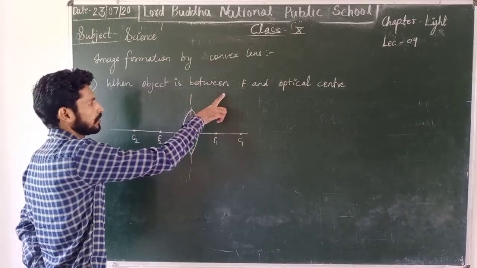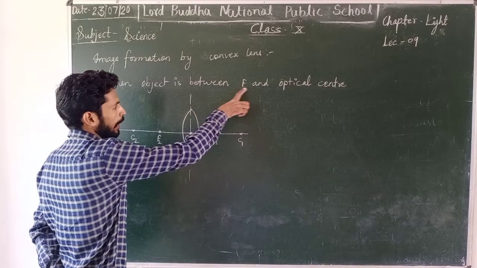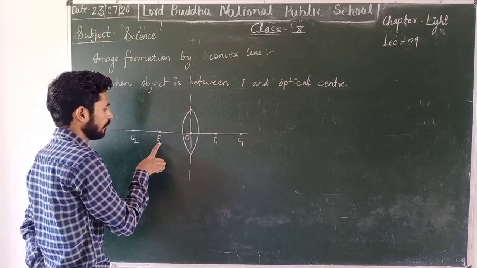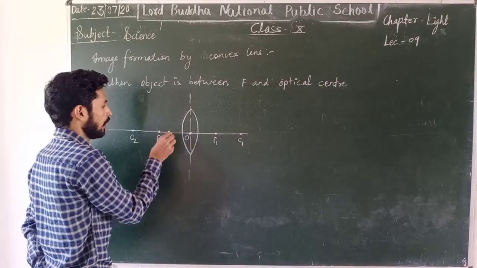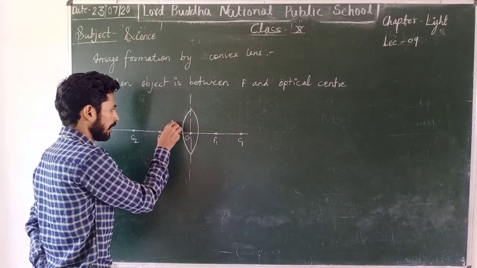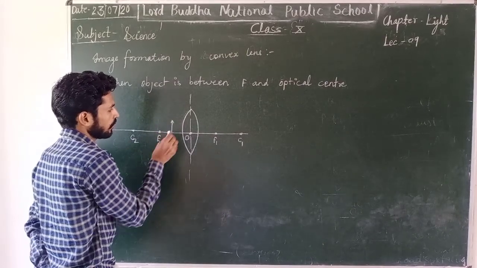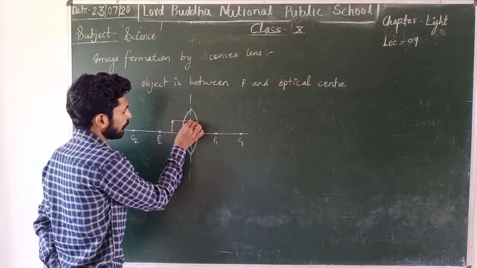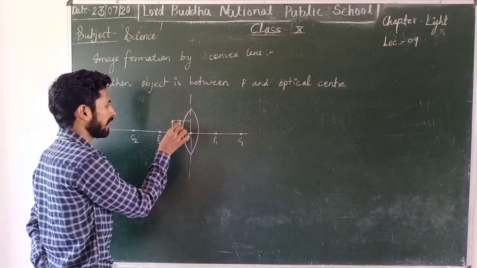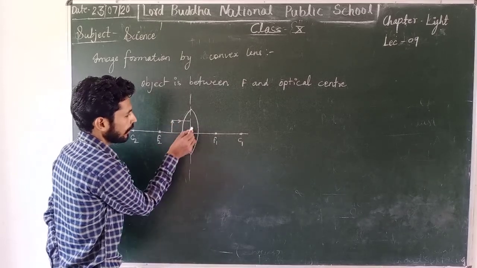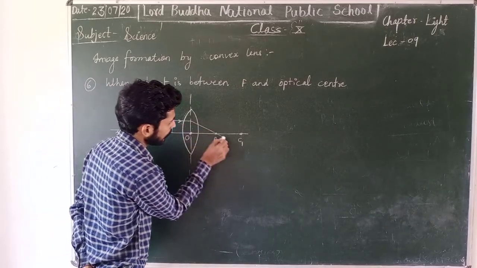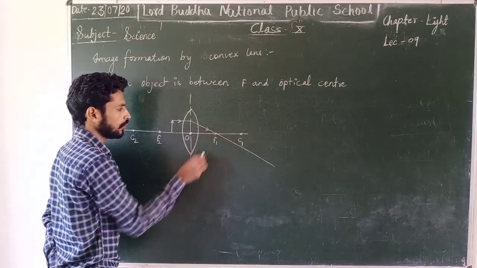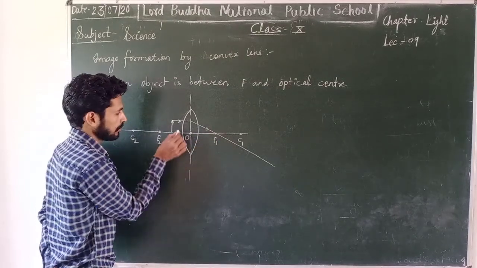In this case, the object is between F and optical center. That means optical center is here and F2 is this. So we will put the object here. We can say here, if any ray of light is going parallel to the principal axis, then after the refraction it will pass through the primary focus.